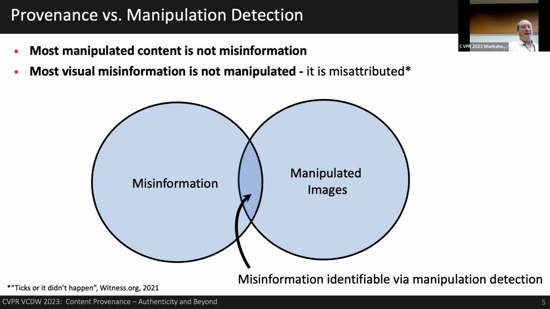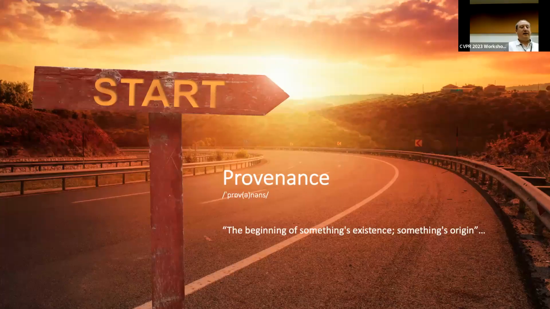But of course, not all fake news is manipulated either. The "Tics or It Didn't Happen" report from Witness that was mentioned earlier calls out that most visual fake news is actually unaltered images, just misattributed to tell a different story. So when you look at that intersection between misinformation and manipulated images, it's quite small. And even trying to detect that is a bit of an arms race, a kind of antivirus-virus situation as technology cycles.